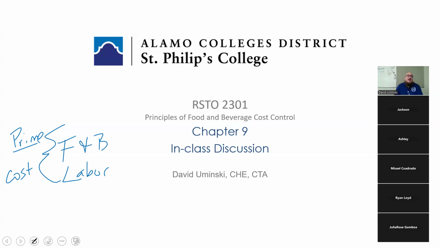Exactly, Caitlin and Ryan, the majority of the cost. Okay. So they are the easiest for us to control. That's why they're our prime cost. Who can give me an example of how we control our cost for food or beverage?